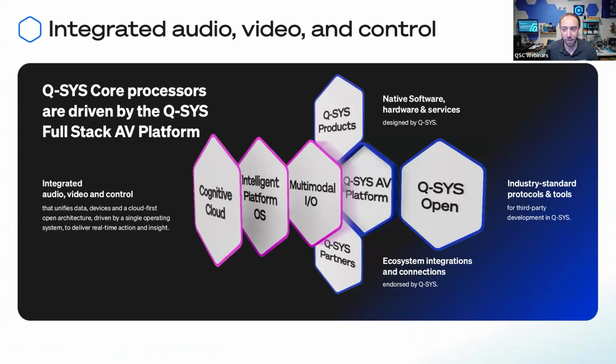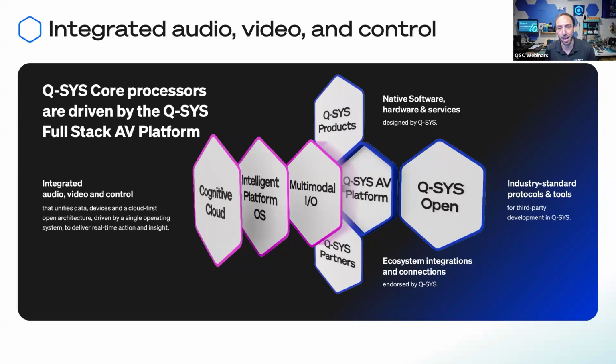I promise there will be a very minimal amount of sales jargon at the front end of this, but the Q-SYS AV platform is comprised of three nodes: the cognitive cloud, which is Q-SYS Reflect. That's managing everything at the cloud layer, making sure that you can monitor it anywhere in the world. The intelligent platform OS is Q-SYS OS. That is the control architecture, that single operating system that is managing all of the data inside of your AV system. And then multimodal I/O.